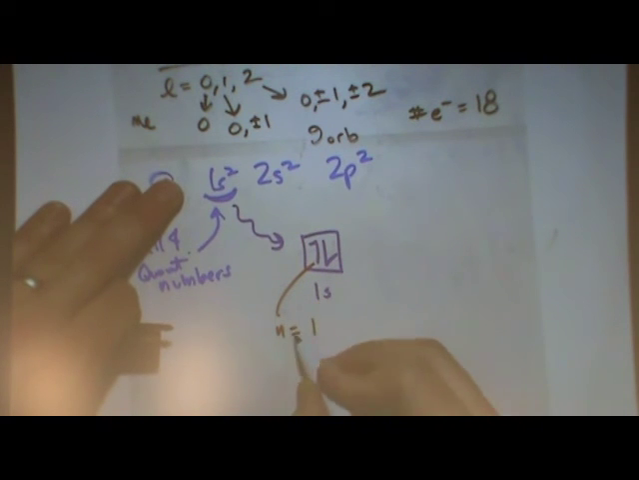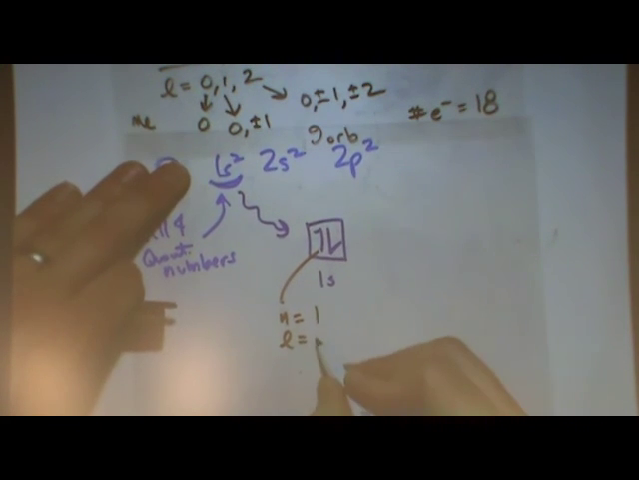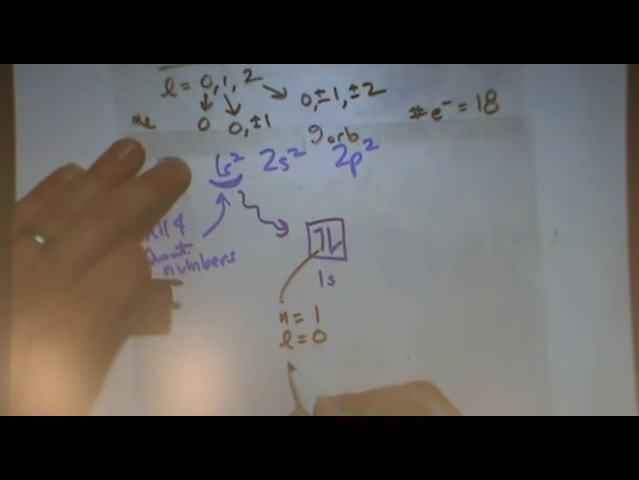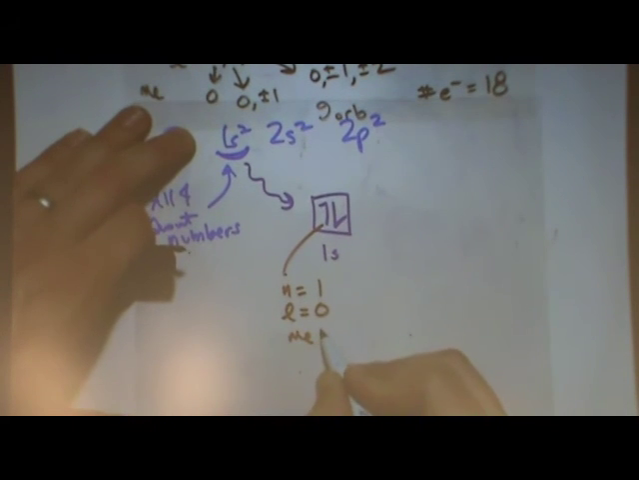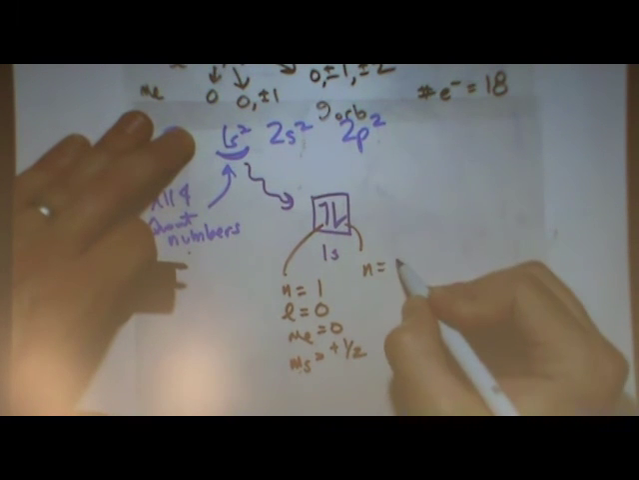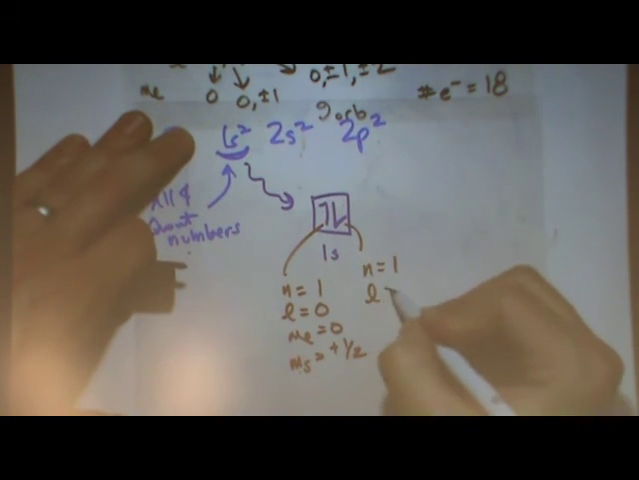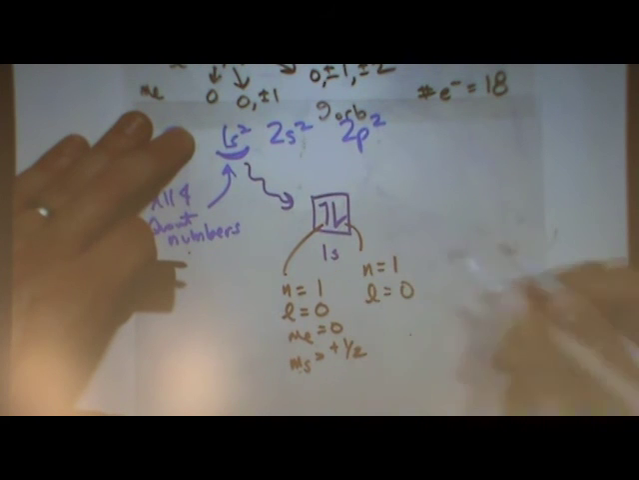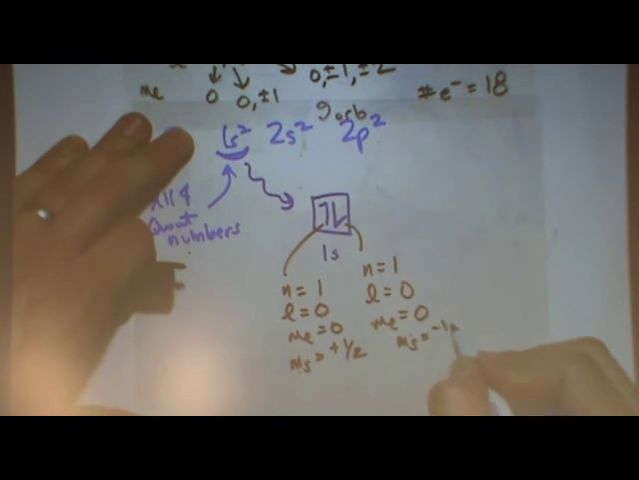1. It's a 1s. What's L? 0, because it's s. What's M sub L? 0, because L is 0. And what's M sub s? It's pointed up, so it's plus 1/2. Let's try the other one. What's N? 1, because it's a 1s. L? 0, because of s. M sub L? 0, because L is 0. And then M sub s? Negative 1/2.